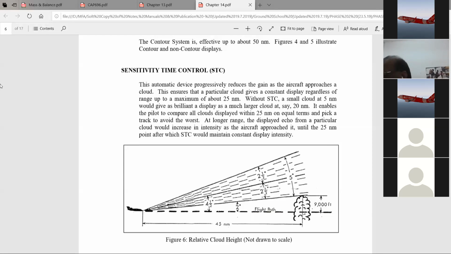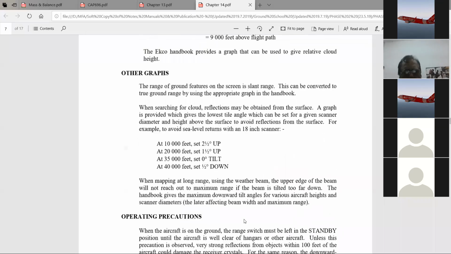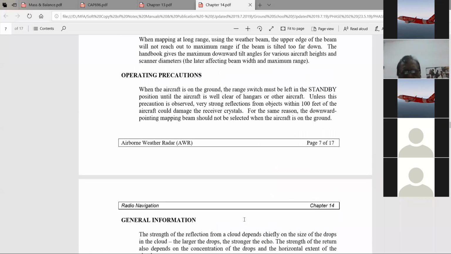Okay, sir. Now we talk about the use of the weather radar, especially on the ground. You can use the weather radar on the ground, but with certain precautions. Suppose you are operating from any aerodrome, say Kuala Lumpur, and on the ground itself, weather happens to be bad. You want to use the weather radar right from the word go, even before you take off.